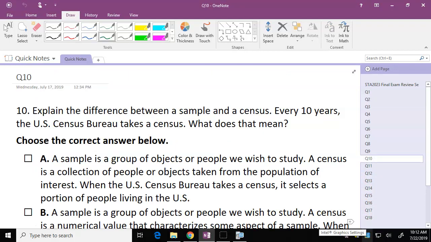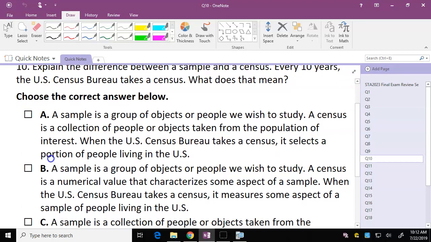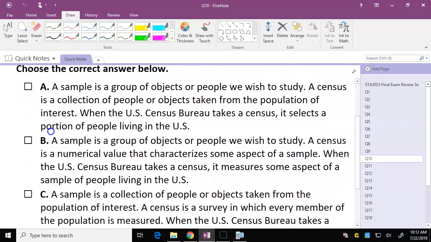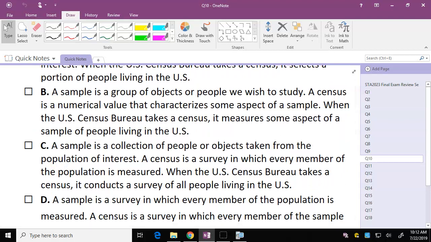Number 10. Again, also another one from 7.1. So explain the difference between a sample and a census. Every 10 years, the U.S. Census Bureau takes a census. What does this mean? You think it's C? So a sample is a collection of people or objects taken from the population of interest. I agree with that. A sample is definitely taken from our population of interest. Okay? A census is a survey in which every member of the population is measured. Absolutely, that is a census because you collect from everyone.